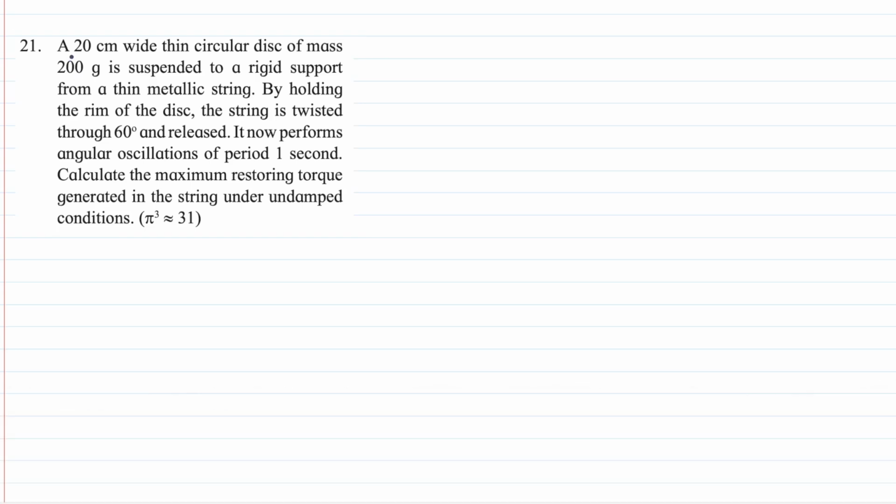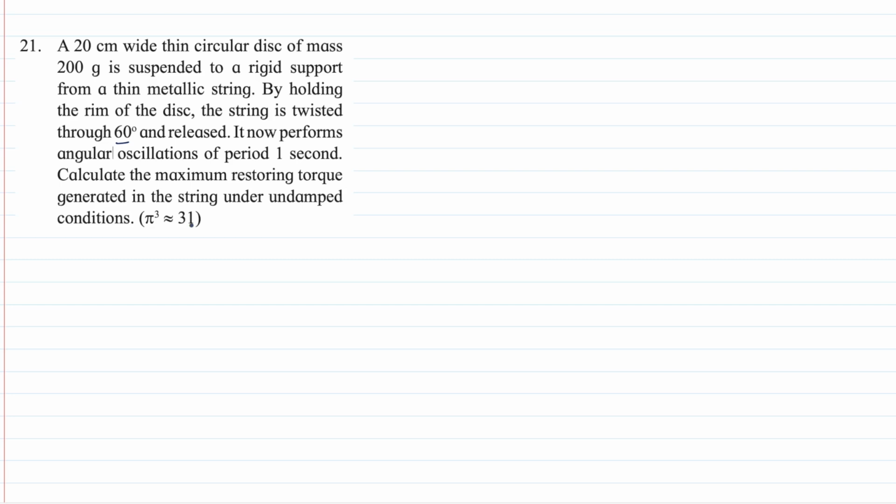Here the problem is: a 20 centimeter wide thin circular disc of mass 200 gram is suspended to a rigid support from a thin metallic string. By holding the rim of the disc, the string is twisted through a 60-degree angle and released. Now it performs angular oscillations of period 1 second. Here we have to calculate the maximum restoring torque generated in the string under the undamped condition, and here it is given that pi cube is nearly equal to 31.